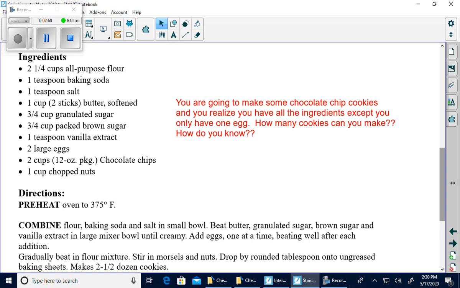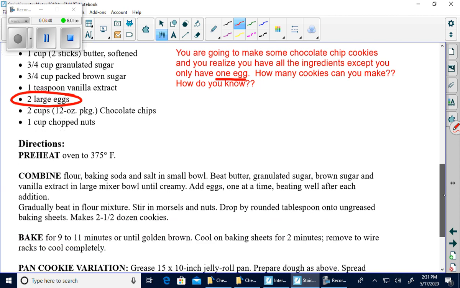So, if you only have 1 egg, let's look at our ingredient list. It says we need 2. Well, I have 1. So I have half the number of eggs that I would need to make my cookies. So what if you cut all of the rest of the ingredients in half as well, and then you just mixed up your cookies and baked them? Would that work? Well, yeah, it should. What would the difference be? Well, you'd only get half the number of cookies.